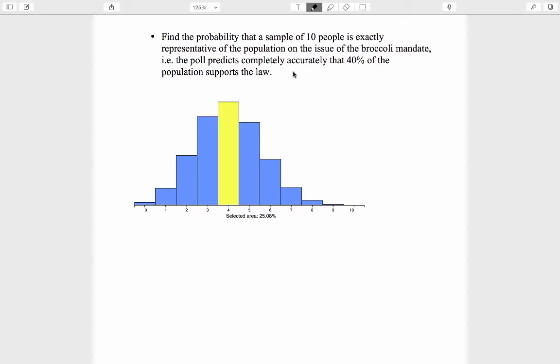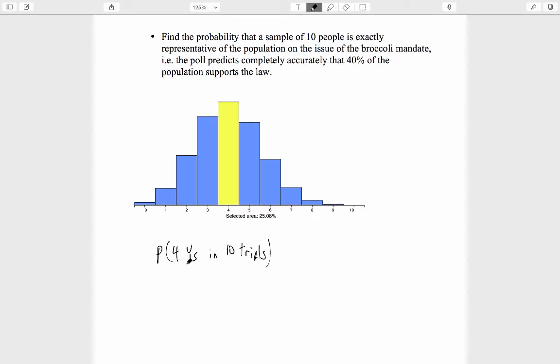Let's first just interpret the language here. This is saying that when we ask 10 people, the result is right on. What we are really asking for is the probability of 4 yeses in 10 trials.